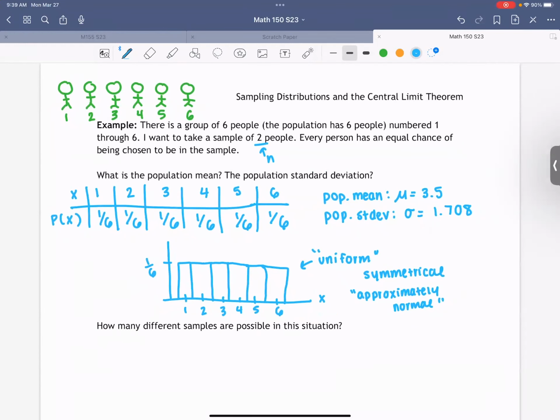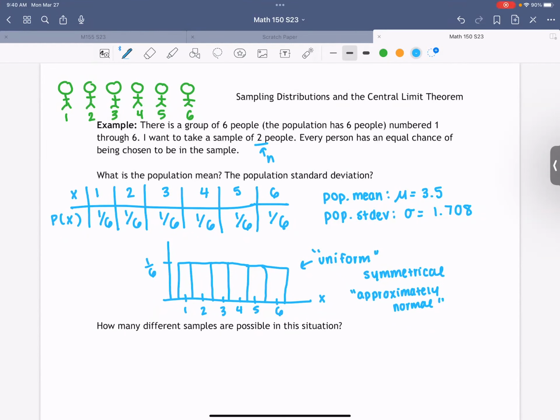Okay. Now we have 6 people. I want to take 2 people as my sample. So my sample is of size 2. Does anyone know how many possible samples that there are? It's actually kind of a hard question. Gabriella. There's a little bit more than that.